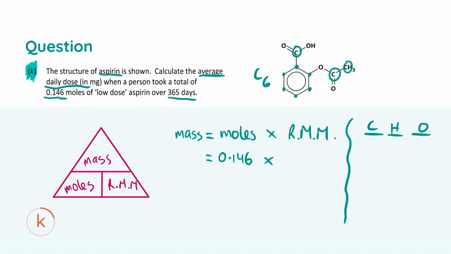So what we have is 6 carbons in the benzene ring. We have 1 up the top and we have 2 off to the right. So it's going to be 6 plus 1 plus 1 plus 1. So 6 plus 3, which is going to give us 9 carbons.